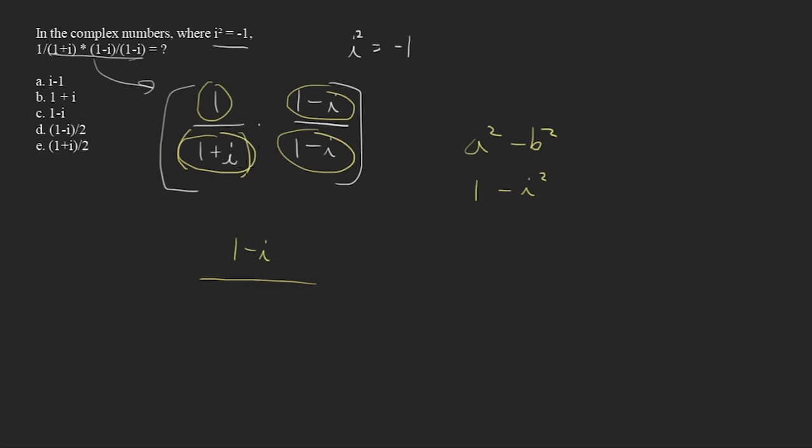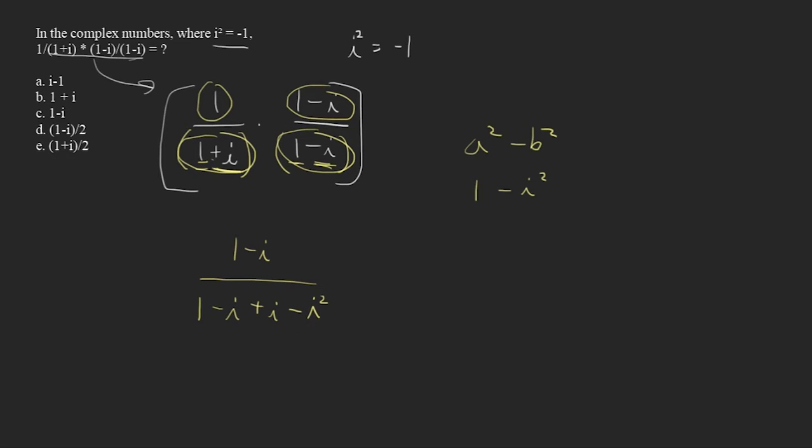So let's multiply these 2 terms together. We're going to be foiling. 1 times 1 is 1. 1 times -i is -i. Positive i times 1 is positive i. And then positive i times negative i is negative i squared.